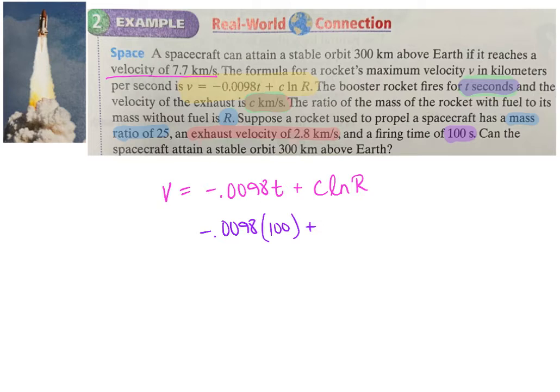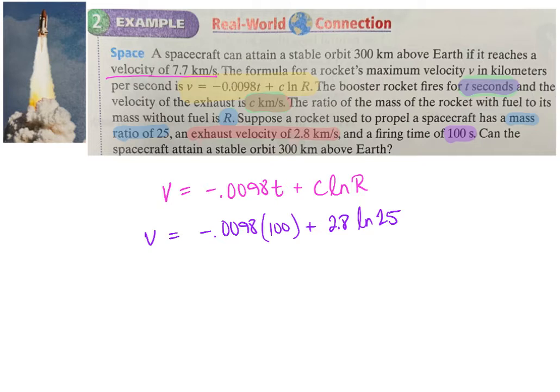25 natural log. Oh, wait, I did that backwards. Sorry. Yes, 2.8 is the exhaust velocity, and then my ratio is 25. So in order to solve for my velocity, I'm literally just going to plug in, all of those are numbers: negative 0.0098 times 100 plus 2.8 natural log of 25. Literally just plug it in and solve for what your velocity is. So make sure you can put it in your calculator and calculate it.